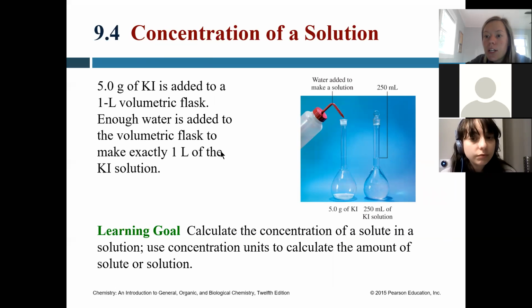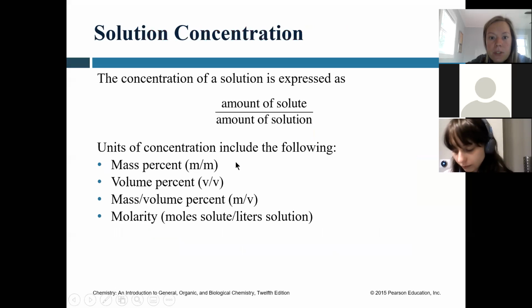How do we express concentrations? There's a couple different ways that we can talk about them. Again, the concentration of a solution is going to be expressed as the amount of the solute over the amount of the total solution. The units that we use for amount will shift depending on what type of concentration we're using. So the first one is called a mass percent. We'll go over all of these, but a mass percent is the mass in grams of solute over the mass in grams of the solution.